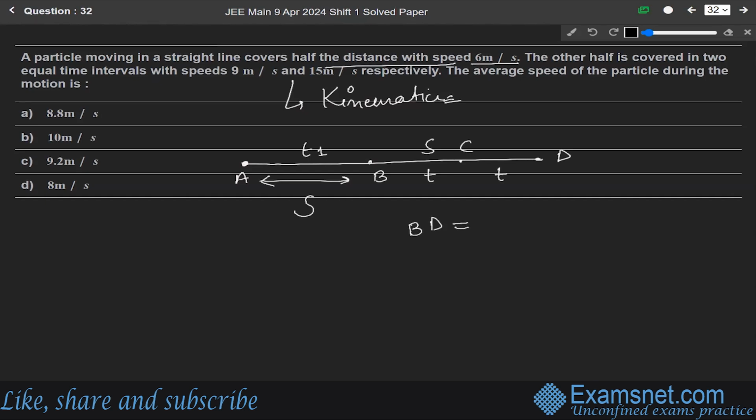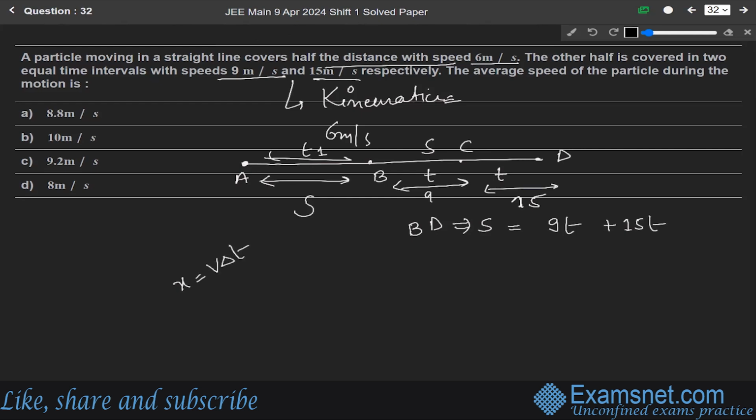So BD will be equal to S. From the question, the other half is covered in two equal time intervals with 9 meter per second and 15 meter per second. It means from B to C, it is moving with a speed of 9 meter per second, from C to D it is moving with a speed of 15 meter per second, and from A to B it is moving with a speed of 6 meter per second. So the total distance S will be 9 into T plus 15 into T, since we know that distance equals x equals v into delta T, so speed into T.